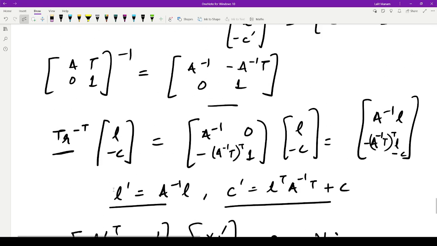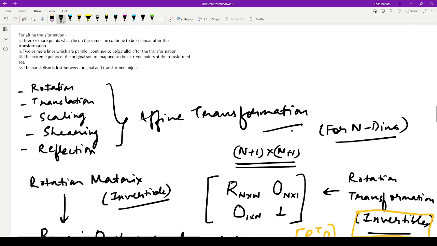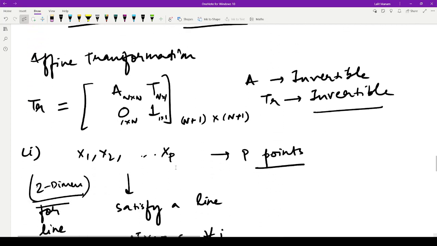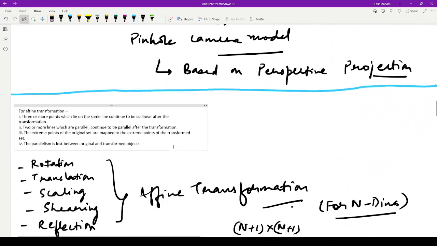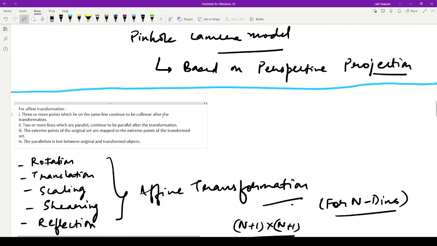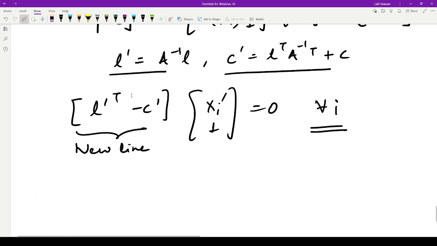So that means 3 or more points. What we want is this first part, right? 3 or more points which lie on the same line. So we assume that our 3 or more points lie on this line given by the parameters L and C. Again, they continue to be collinear. That means all of them lie on another line after transformation. So our new line is given by L prime and C prime. So all of them again continue to lie on it after transformation. Yes? Any doubts in the first part?